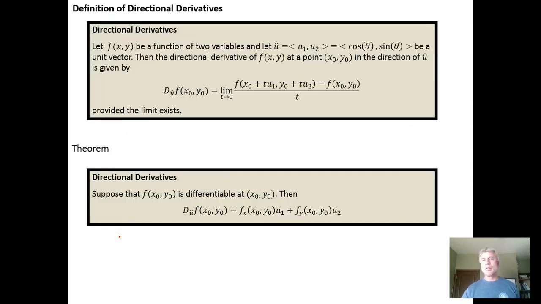So the next slide concretizes that idea. So let f be a function of 2 variables.